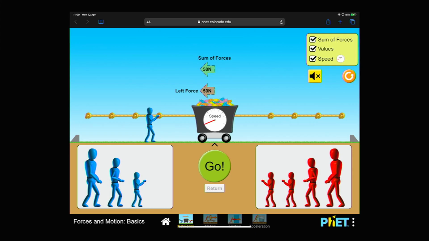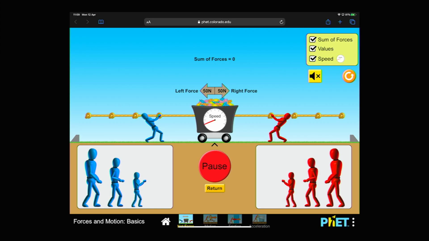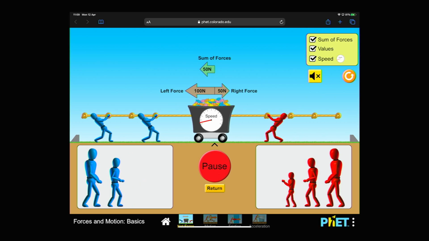It's a 50 Newton to the left. If I have a 50 Newton to that side, remember how we found the resultant? The resultant will be 0, the sum of the forces, because it's 50 to the left and 50 to the right. Do you see any movement? It's not moving anywhere. Let's put another friend on that side.